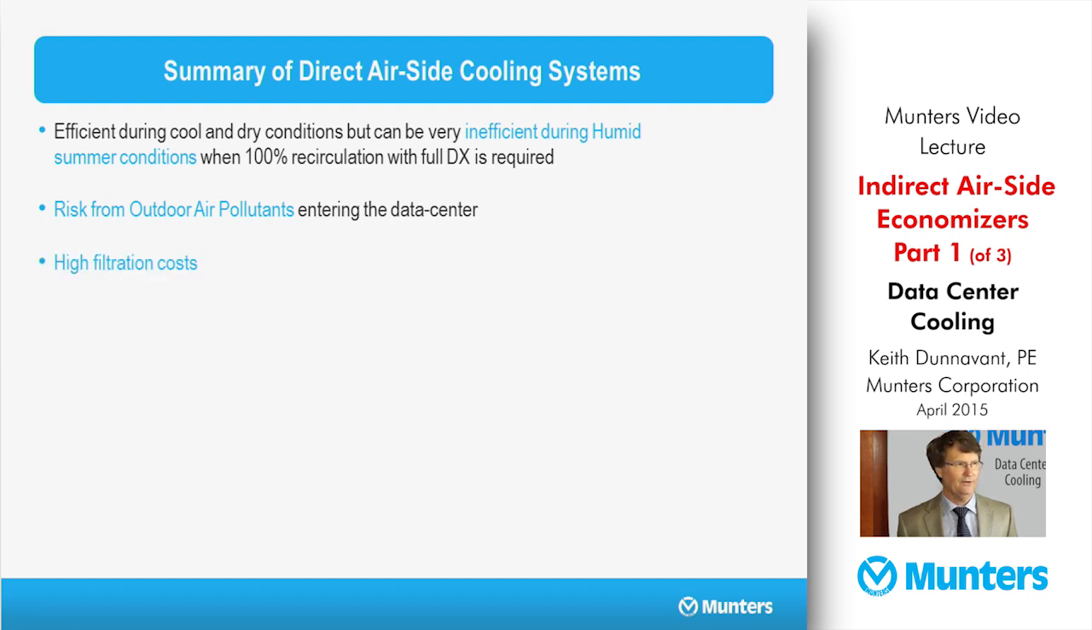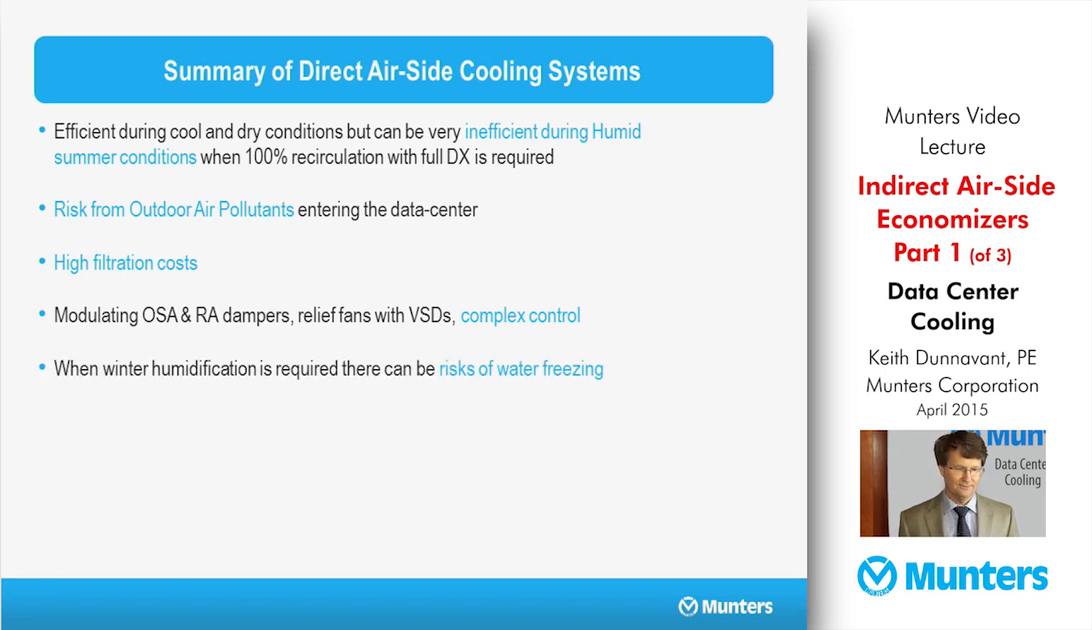Next, you've got high filtration costs. You're introducing all of that particulate from the outdoor air. That's little by little plugging up those filters, and those filters have to be changed out as the pressure drop increases. You've also got modulating outside air and return air dampers, relief fans with drives for pressure control. Overall, it gets a little complicated to control these systems.